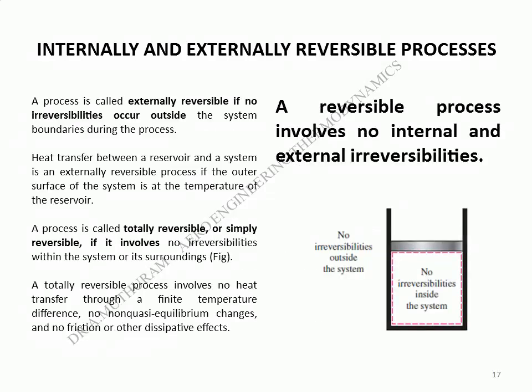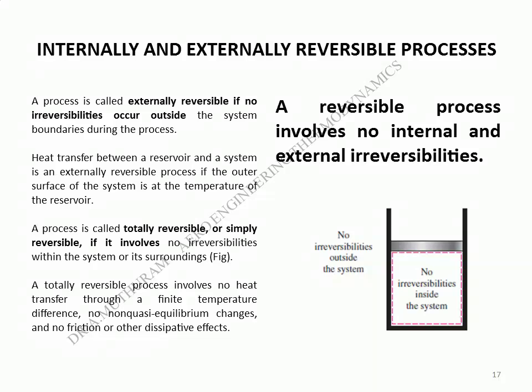Internally and externally reversible processes. A process is called externally reversible if no irreversibilities occur outside the system's boundaries during the process. Heat transfer between a reservoir and a system is an externally reversible process if the outer surface of the system is at the temperature of the reservoir.